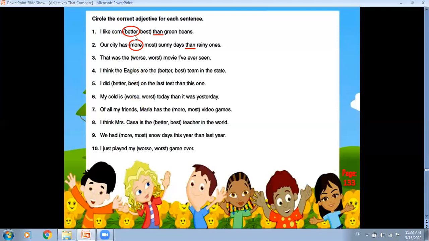My whole life. So what do you think? What do I have? I have that. That was the worse or worst movie I've ever seen. Worst. Why? Because I have I've ever seen. Please continue the rest of the sentences.